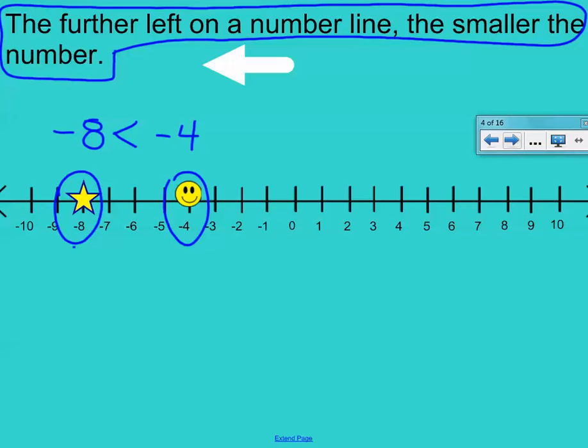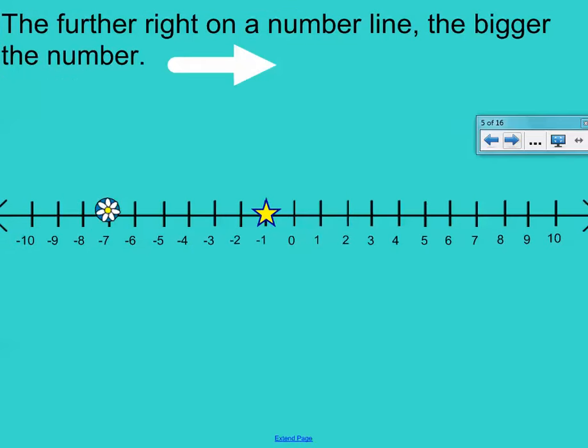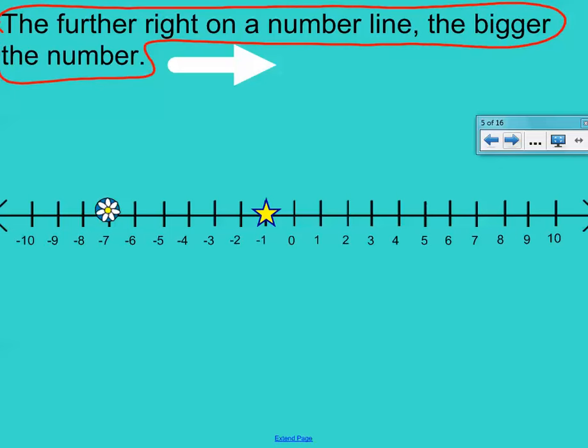The next thing I want you to write on your notes packet, right below the sentence you wrote, is this sentence: the farther right on the number line, the bigger the number. So jot that down into your notes. You should have 2 sentences of notes written up at the top right now. The farther right on a number line, the bigger the number.